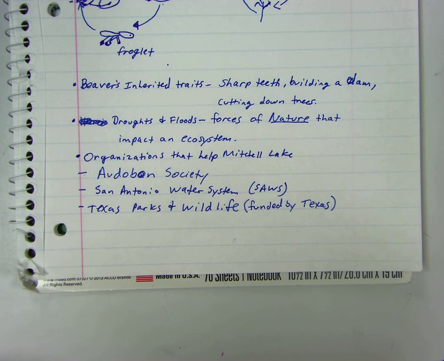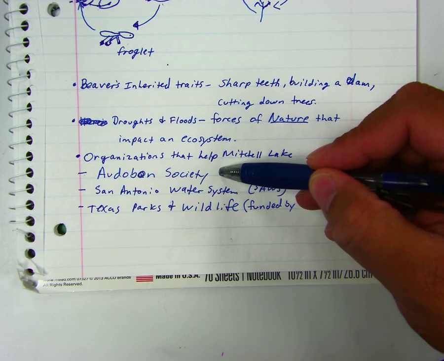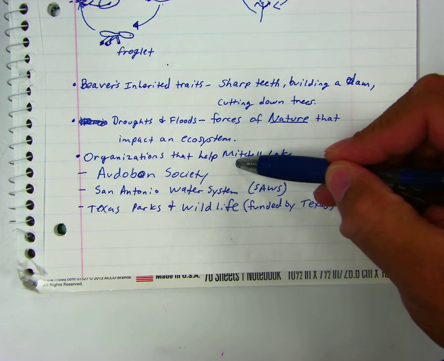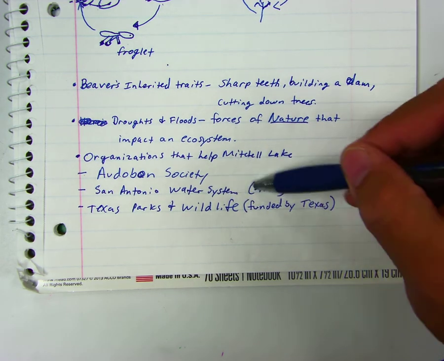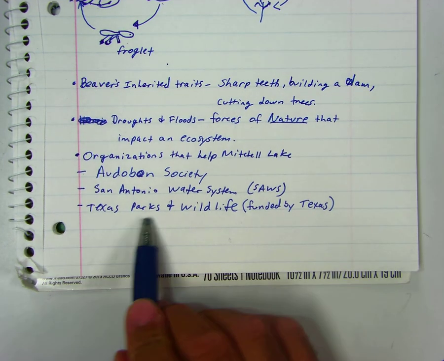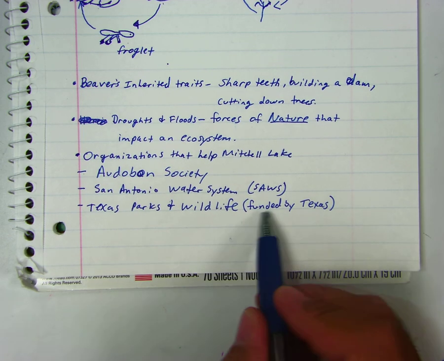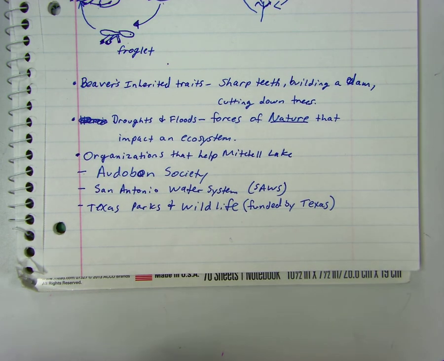Now, we have all these different organizations. The Audubon Society is again one that helps conserve and preserve our ecosystem. It helps with the birds in that area. The San Antonio Water System helps with water conservation. The Texas Parks and Wildlife also helps our state parks, and it's actually funded by Texas. The Texas government actually helps pay for that stuff.